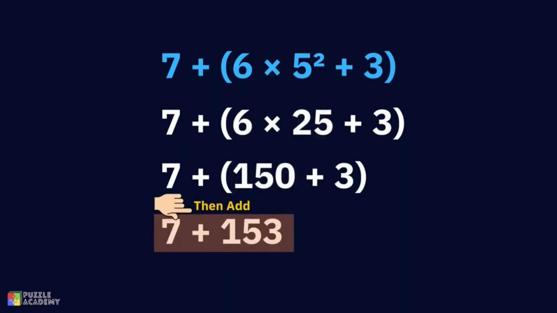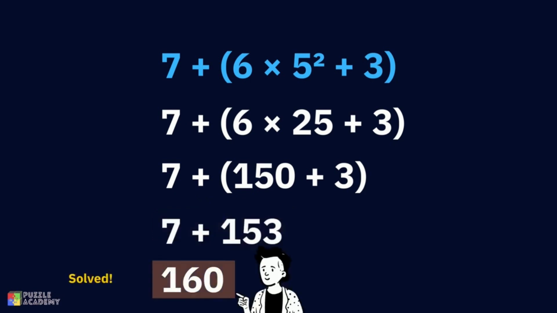Plus 7 outside the parentheses. Then we add 150 plus 3, that is 153. Parenthesis completed. Right? So last operation is addition. So we add 7 plus 153. That will give us 160. And that is how it works, the PEMDAS.